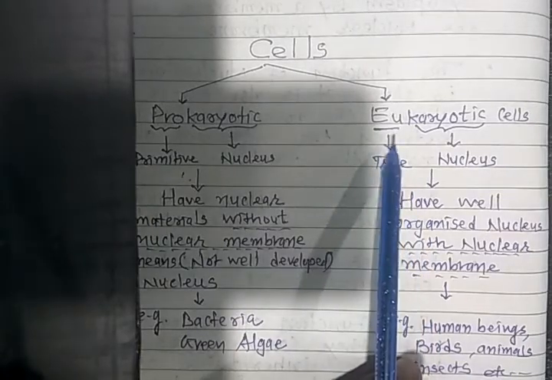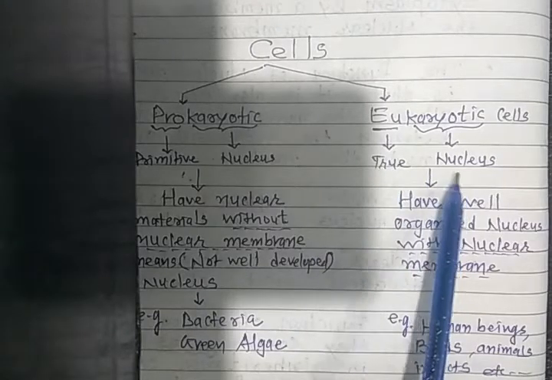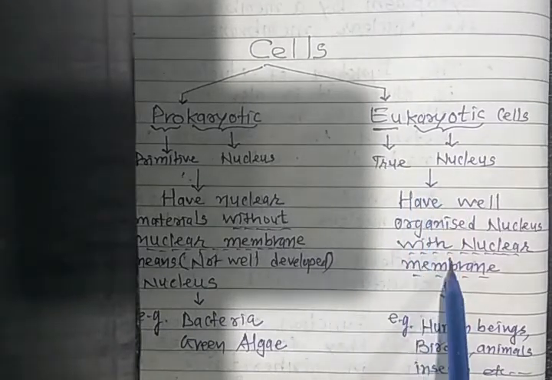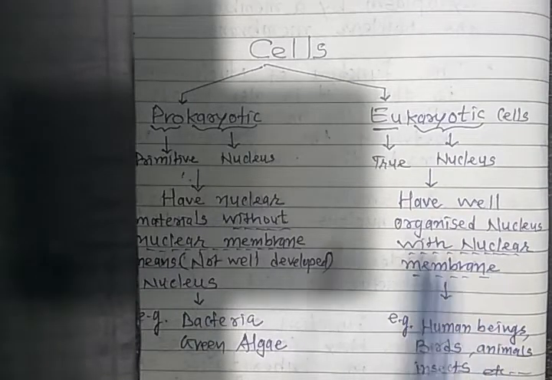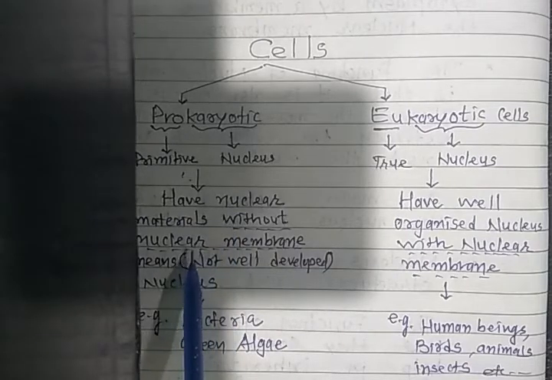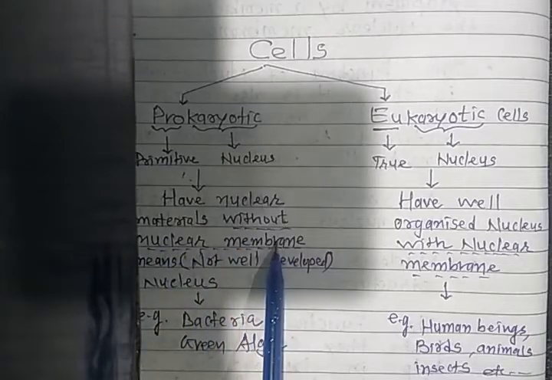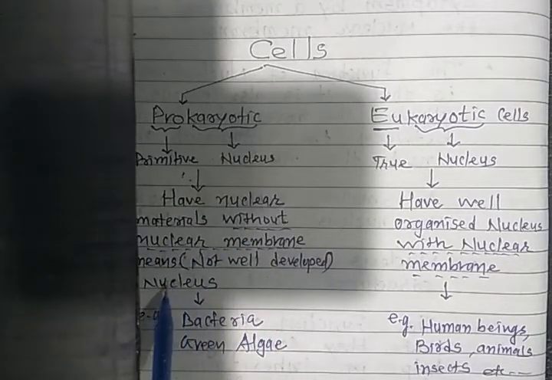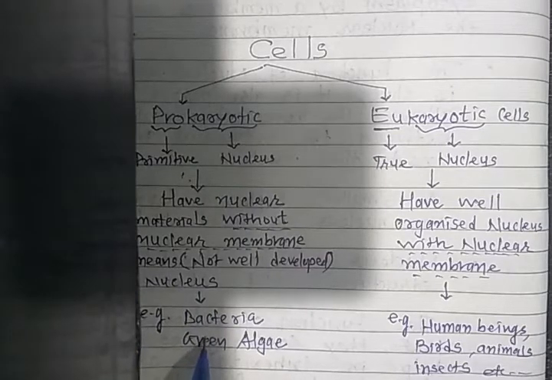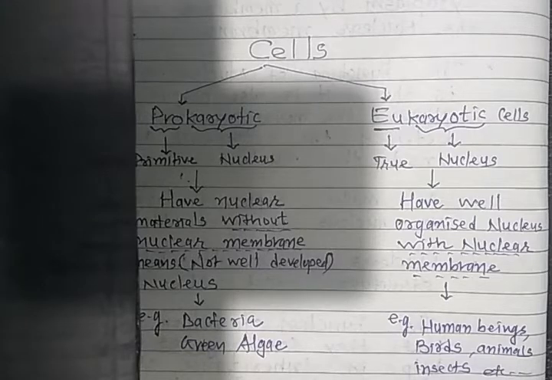So in eukaryotic, eu means true, a well developed nucleus plus nuclear membrane. Here, in prokaryotic, the nucleus is not well developed and the nuclear membrane is absent, right? The examples are bacteria and green algae, which are prokaryotic. They do not have a well structured nucleus.